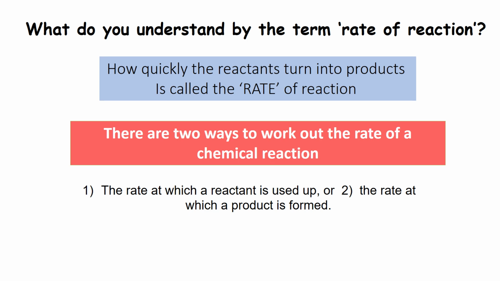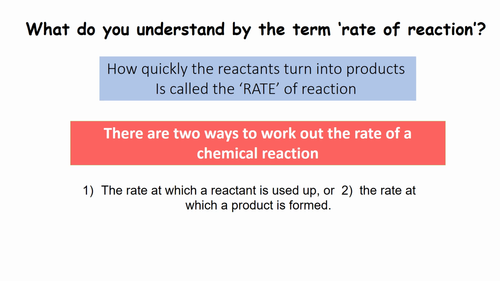So rates of reaction are how quickly the reactants turn into products. It's called the rate of reaction. And there's 2 ways to work out the rate of reaction. The first one is either the rate at which a reactant is used up, so all the ingredients of the cake, the reactants. So the rate of reaction is either how fast those reactants are used up, or the other way to measure the rate of reaction is to measure how fast the products are formed. So those are the 2 ways in which we measure the rate of reaction, the speed of the reaction, shall we say. So it's how quickly the reactants are turning into products.